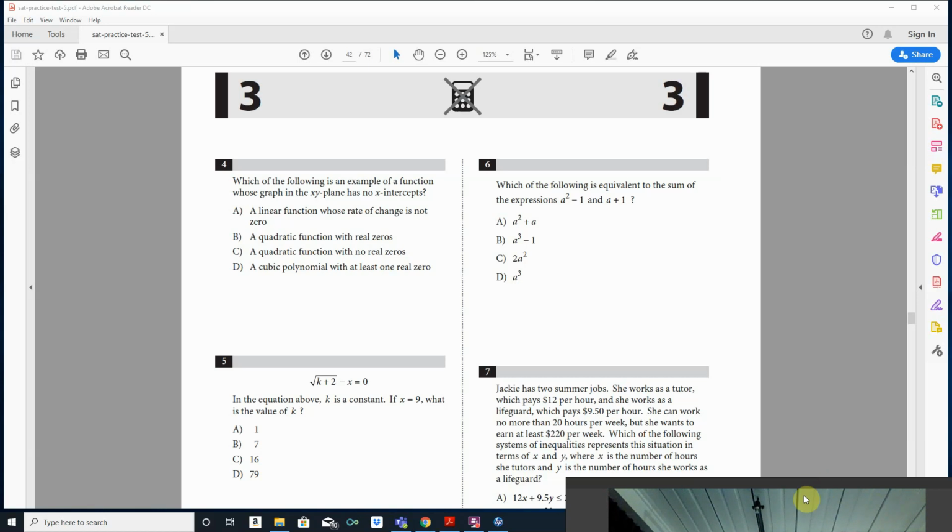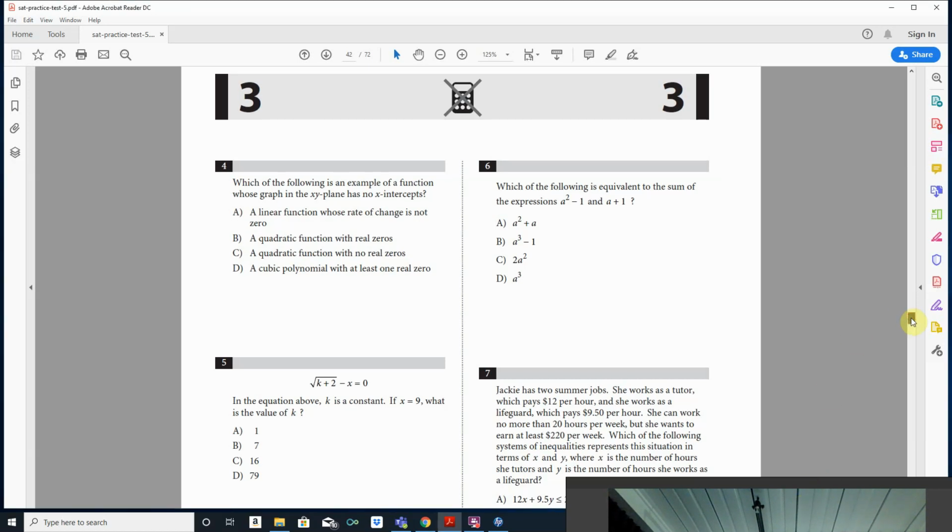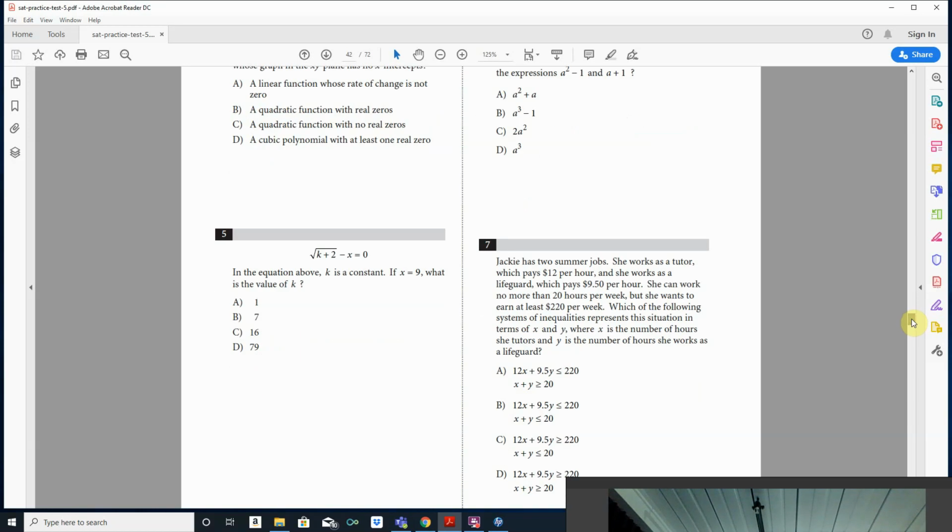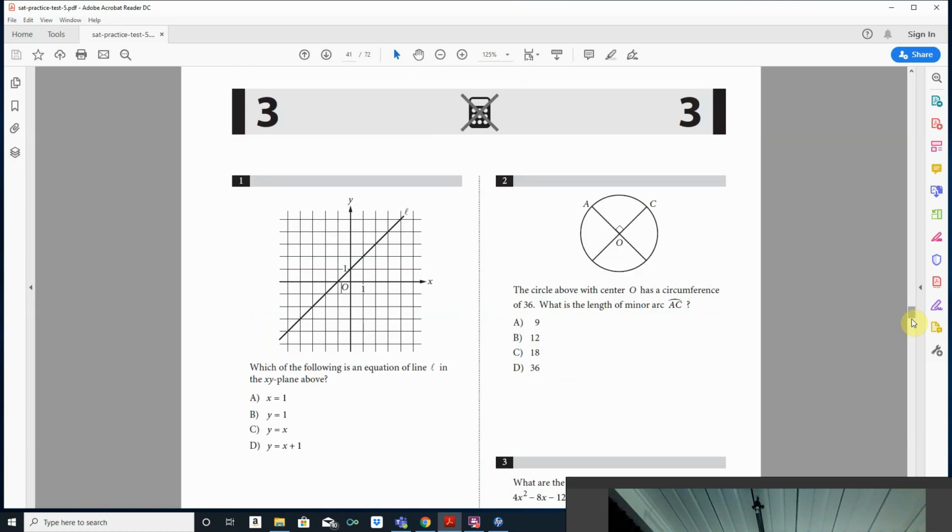Okay, so let's see what we have. x is the number of hours she tutors. Oh, okay, so they're just going to have y. So I'll substitute y then. So 12x plus 9.50y is greater than or equal to 220, and x plus y is less than, okay. So it can't be A, can't be B, because those are less than or equal to. She wants to earn greater than or equal to. So 12x plus 9.50y is greater than or equal to 220, and x plus y is less than or equal to 20, so it's C. All right, moving right along.